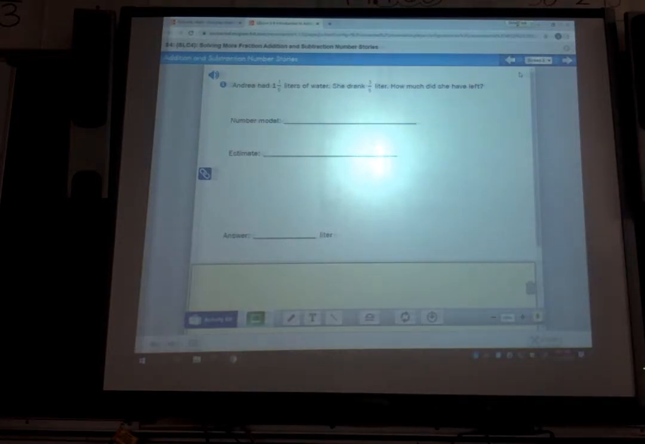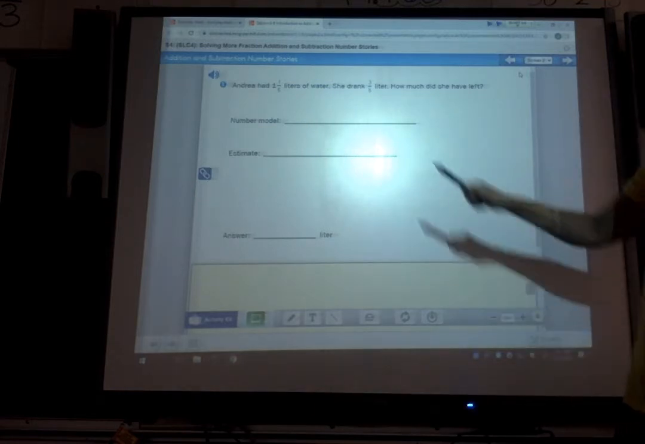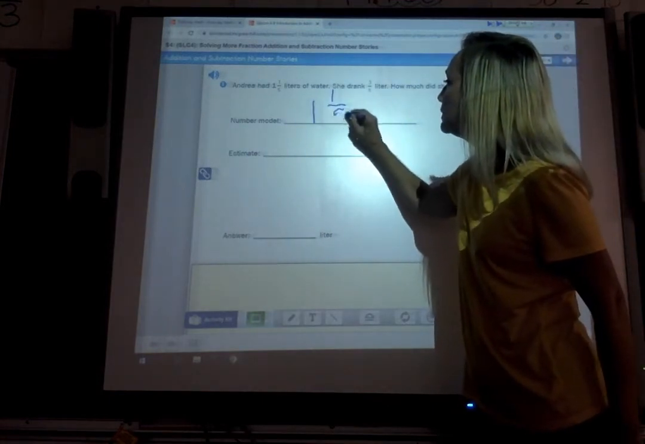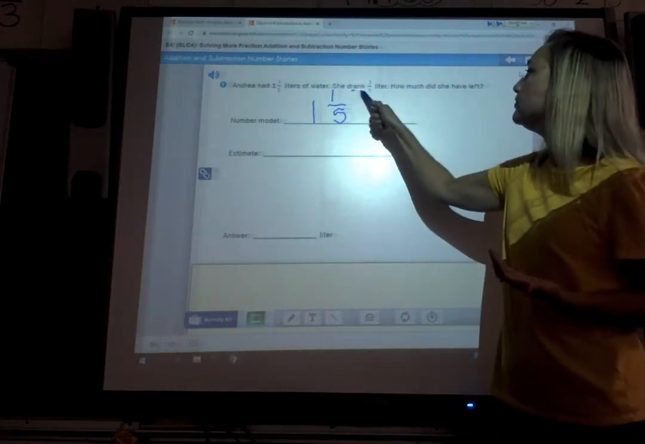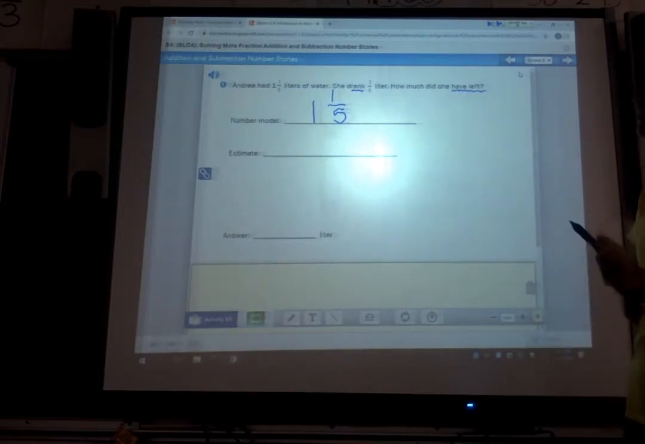Okay, number 1. Andrea had 1 1/5 liters of water. She drank 3/5 liter. How much did she have left? So for our number model, we're going to start with what Andrea started with, which is 1 1/5 liter. Then if she drank 3/5, and we want to know how much she has left, think about what operation we would use.